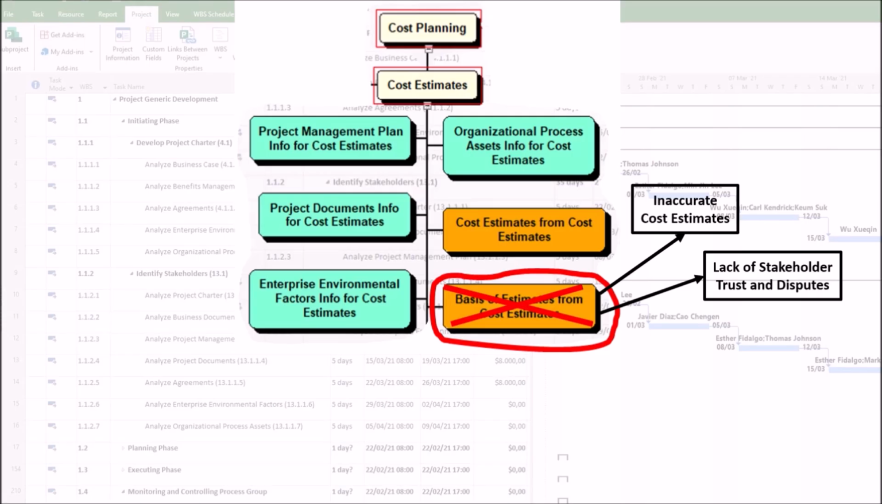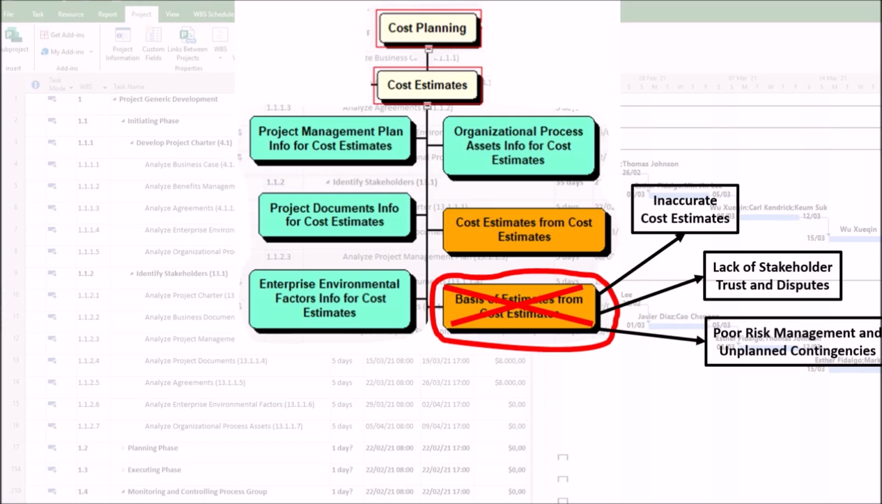2. Lack of stakeholder trust and disputes. If the basis of estimates lacks transparency, stakeholders, such as sponsors, clients, and team, may question the validity of the estimates. Disputes can arise over funding approvals, change requests, or contract terms.